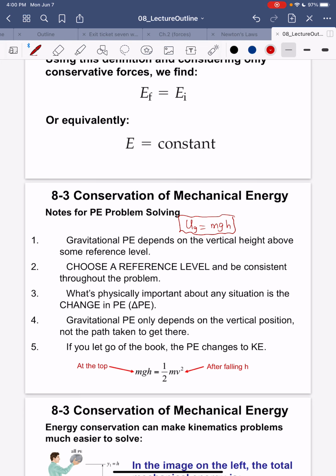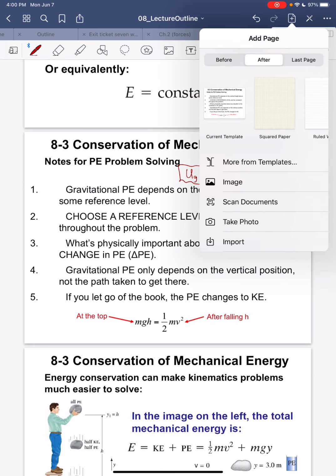Now also, I choose here a reference level, and that reference level is going to be consistent throughout the problem, but you can change it from one problem to another. Usually I choose my reference so that my potential energies will be positive instead of negative. In the conservation of energy, what is really important here is the change in energy.